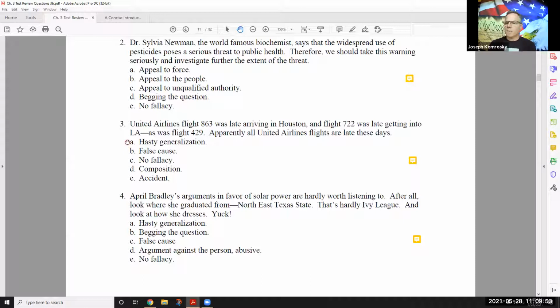You're taking a very small sample size and applying it to the whole. You can't do that. What could you do to make this not a hasty generalization? What if I said something like, 5,000 United Airlines flights were late in the last week? And then I said, probably United Airlines flights are late this week. That would make sense because I've given you 5,000 examples, not 3.